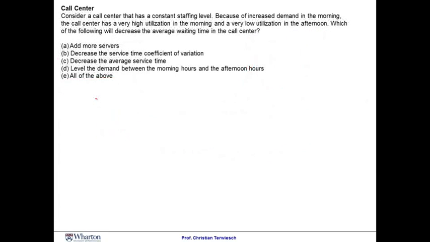All right, the last question is about a call center. The call center right now has a constant staffing level all over the day, and there is some seasonality in the demand. In particular, there's lots of demand in the morning hours and very little demand in the afternoon hours. So utilization in the call center is high in the morning and low in the afternoon. Now, which of the following actions will decrease the average waiting time in the call center? Take some time for yourself, and then I share my thoughts with you.